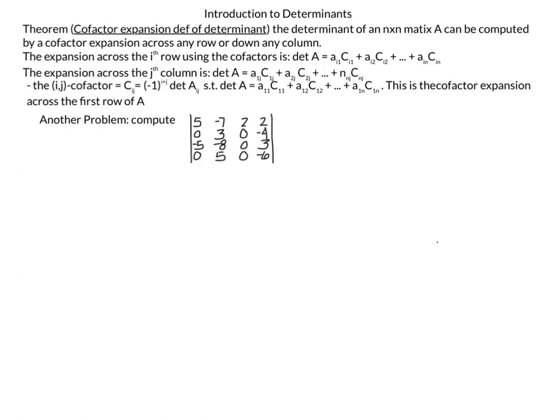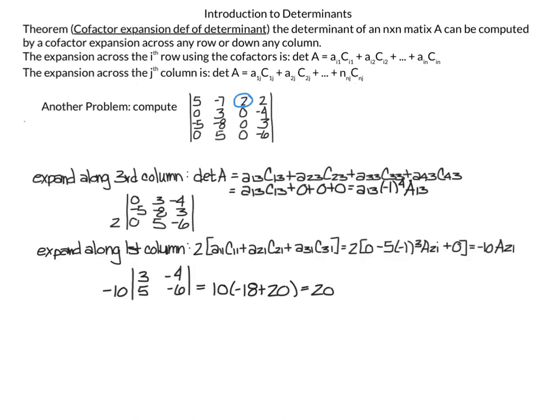So the problem is to compute the determinant of the matrix with the column vectors 5, 0, negative 5, 0, negative 7, 3, negative 8, 5, 2, 0, 0, 0, and 2, negative 4, 3, negative 6. Because there are so many zeros in the third column, I chose to expand along the third column and I circled it.